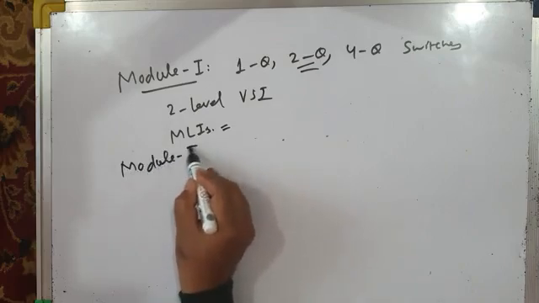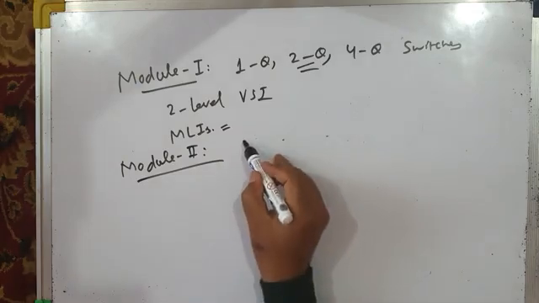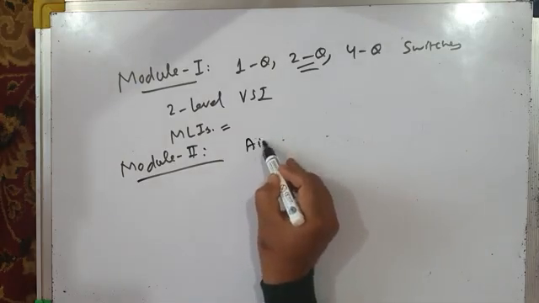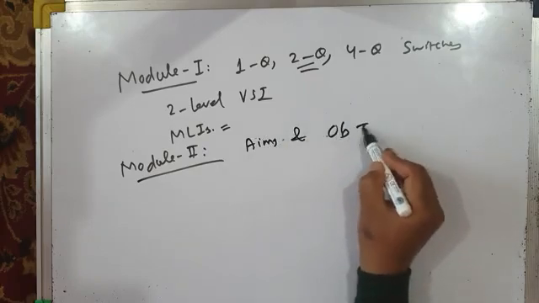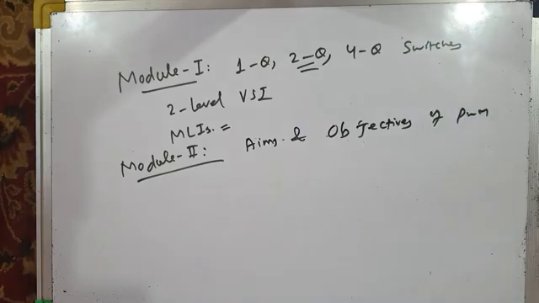Then we started discussing module 2 in the offline classes. And in module 2, first of all, I told you what are the aims and objectives of pulse width modulation. I told you that the main aim and objective of pulse width modulation is to have control over the inverter output voltage, and also control over the frequency of the output voltage of the inverter, and simultaneously suppression of the harmonics, mitigation of the effects of the harmonics. Those are the main aims and objectives of pulse width modulation.